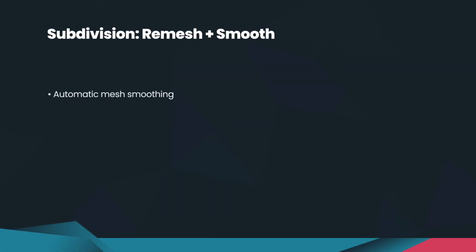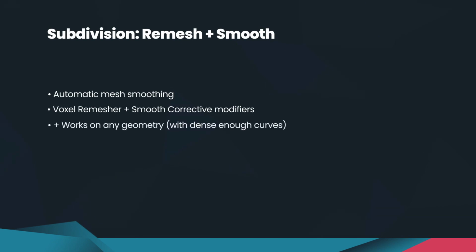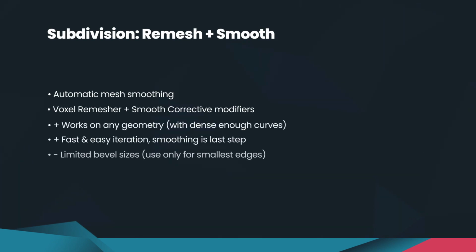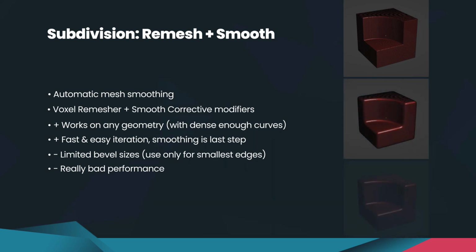Next up is the remesh and smooth workflow. This method is great because it doesn't care about our geometry. We just need enough density so the remeshed object does not look too faceted, which is easy to achieve using modifiers. Essentially, we just recreate or remesh the model with ultra-high polygon density, and then smooth it using automatic methods.